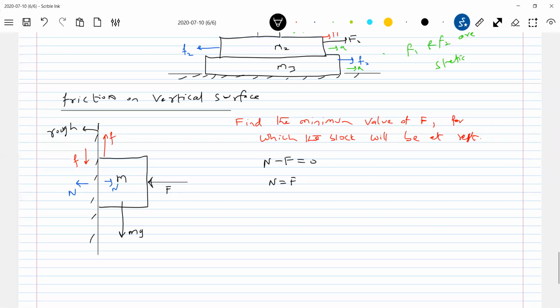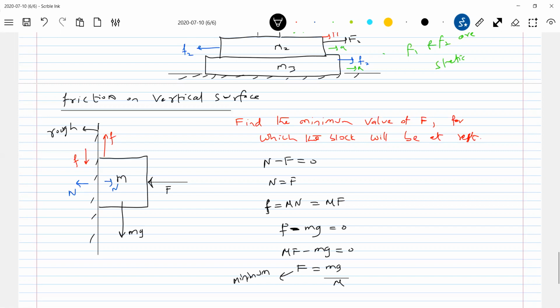Then for the friction to balance, f is equal to mu N. So this will be mu F. Then the friction should balance mg for equilibrium. So this will be mu F minus mg equals 0. So what is F equal to? mg by mu. I'll call this the minimum. If you apply a force less than this, the block will slide down.